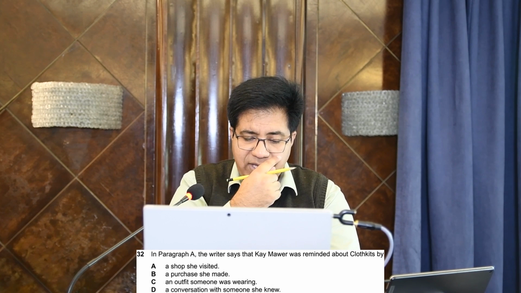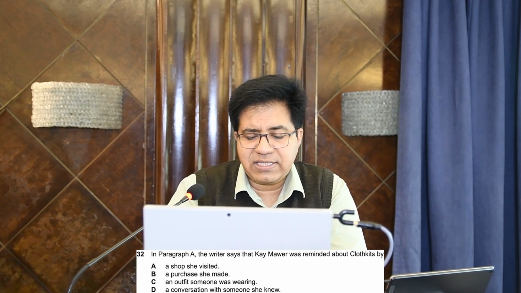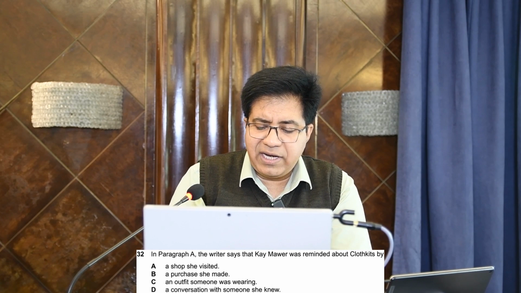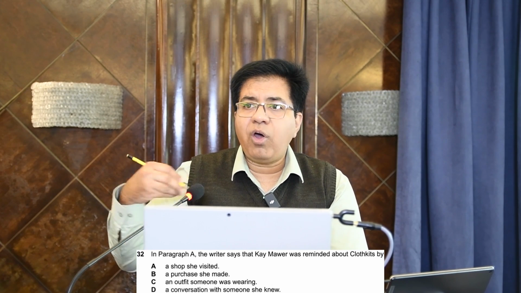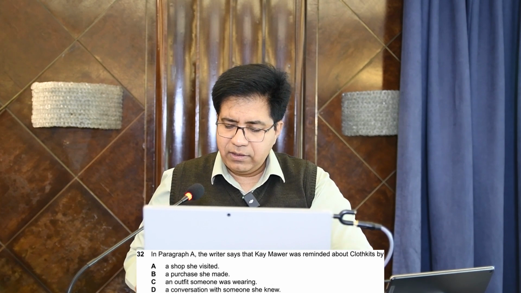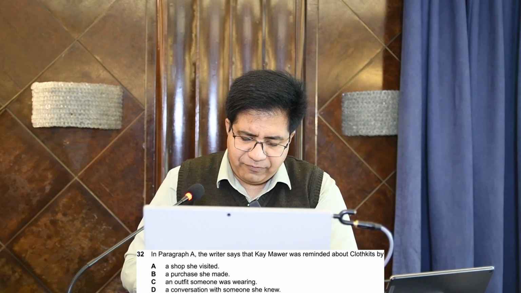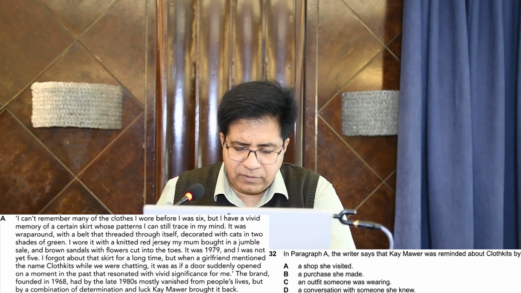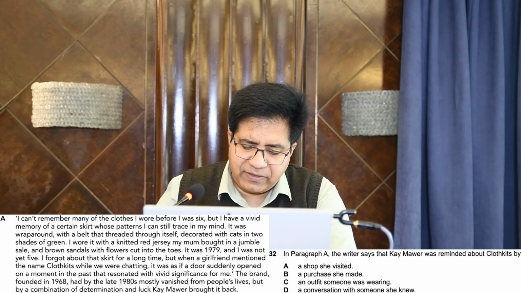So the question is, writer says, K. Maurer, now K. Maurer is your clue word, was reminded about Clothkits. Who or what reminded K. Maurer about Clothkits? In paragraph 1. Please come to paragraph 1. 1, 2, 3, 4, fifth last line. Paragraph 1, fifth last line.